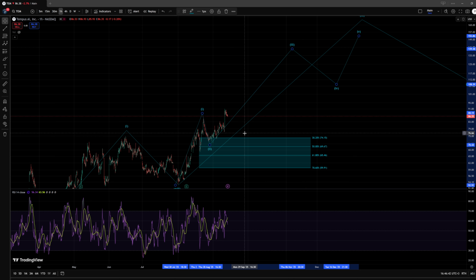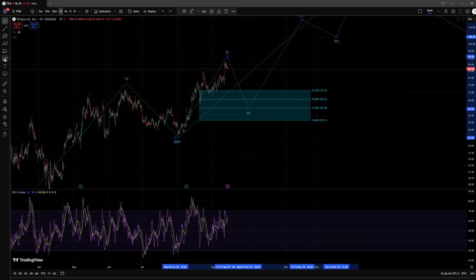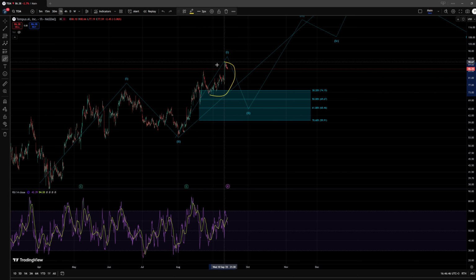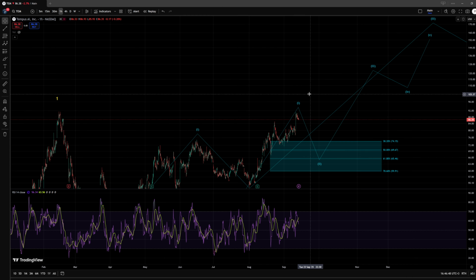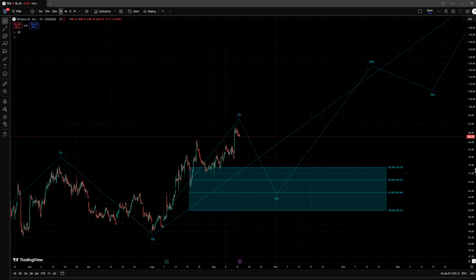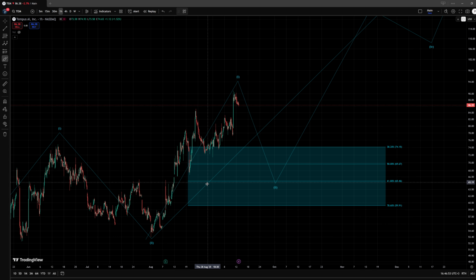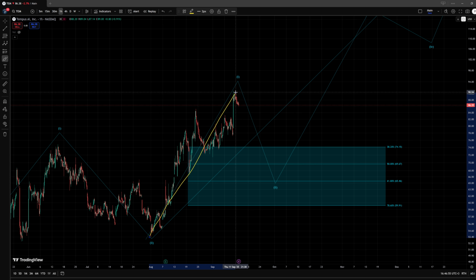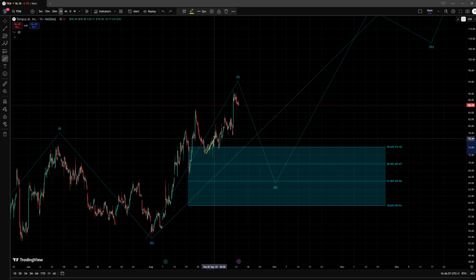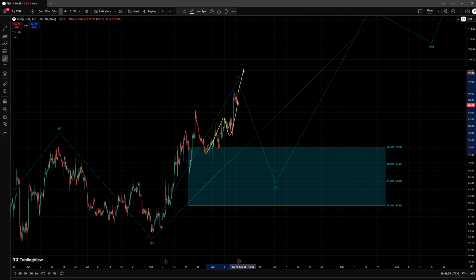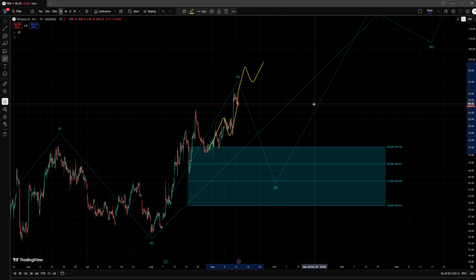Not my preferred interpretation, to be honest, especially due to the structure that developed here since this low, and it looks a lot more like either part of a diagonal structure that formed here in wave 1 or a diagonal structure that is overall forming in the 5th wave to the upside.